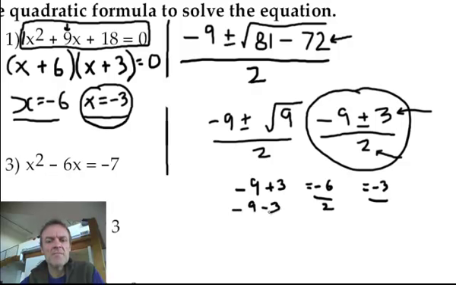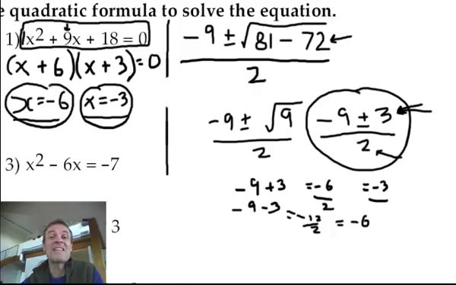Take away a 3. Again, I'm just doing this again, but with the minus 3. Well, that, excuse the tilt in here, is negative 12. If I put that over 2, that equals negative 6. Again, there's the answer. So that's you using the quadratic equation formula.